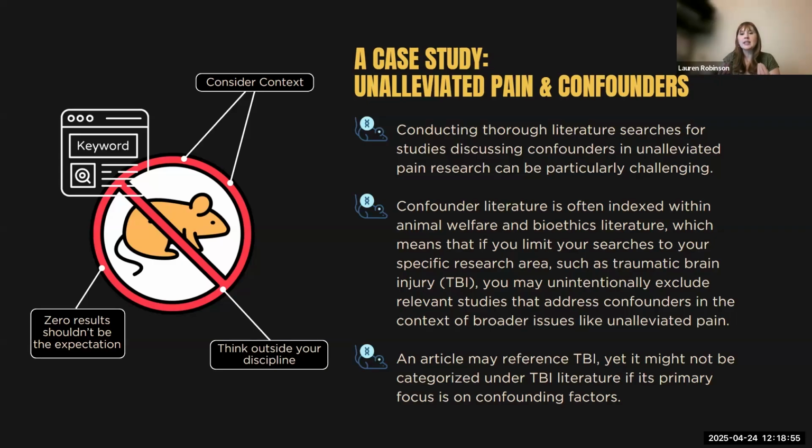Databases index journal articles based off their primary topic. For example, an article might talk about various confounders across different areas of research, and TBI is just one piece inside of that paper. If you're searching for TBI, you're not going to find that.